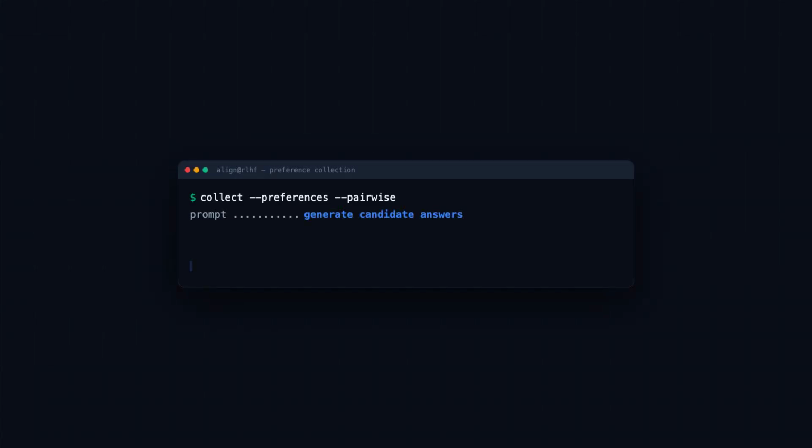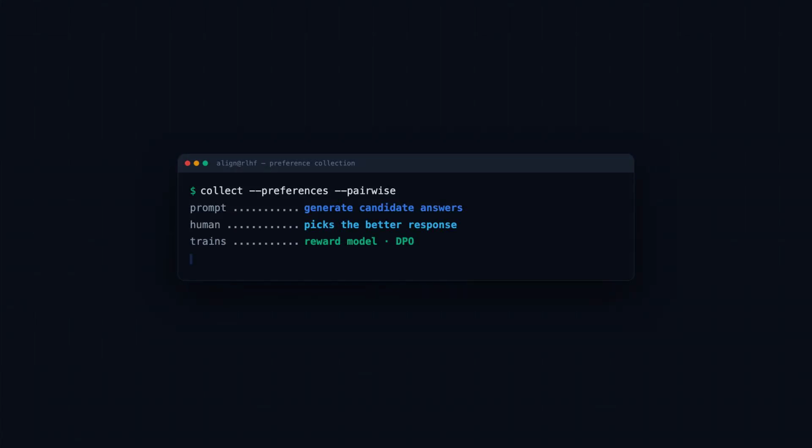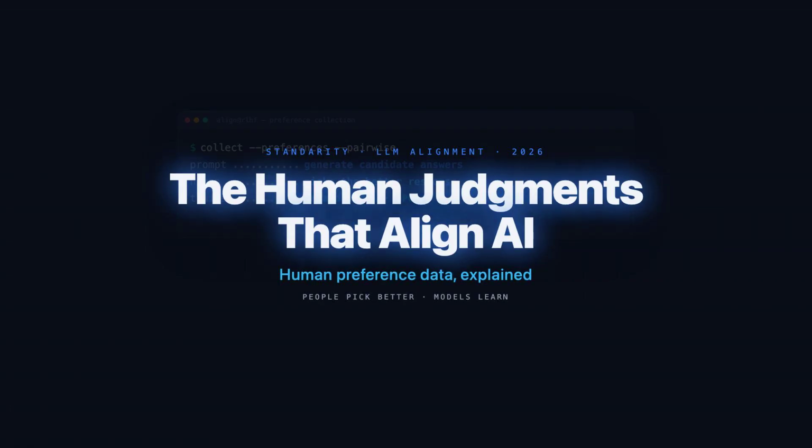Every aligned model you have ever talked to was shaped, in the end, by a pile of human opinions. Somewhere, real people sat down, read pairs of answers, and clicked which one was better. That quiet pile of clicks is human preference data, and it is the raw material that turns a capable model into a helpful one. But here is the uncomfortable part.